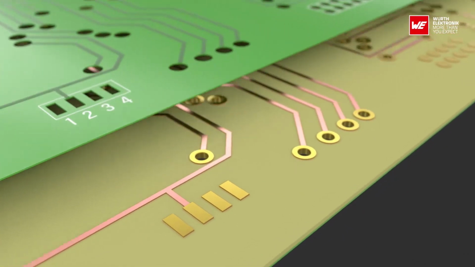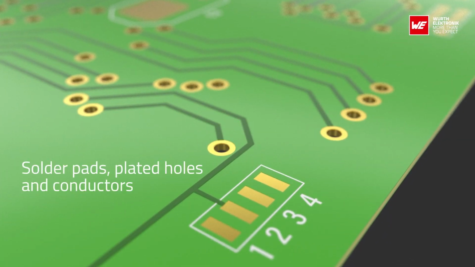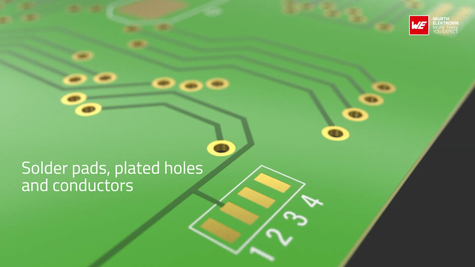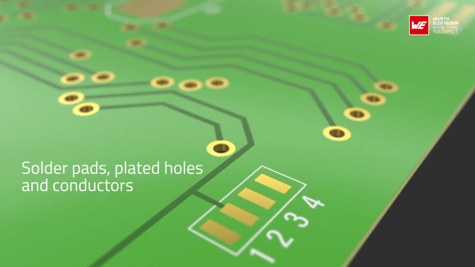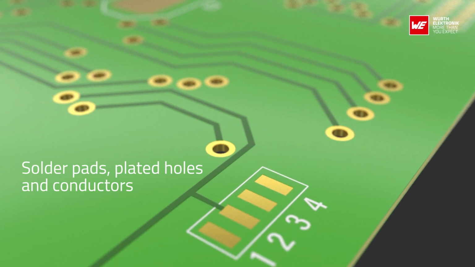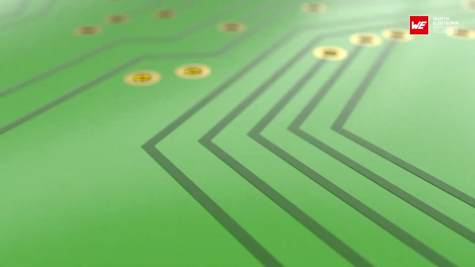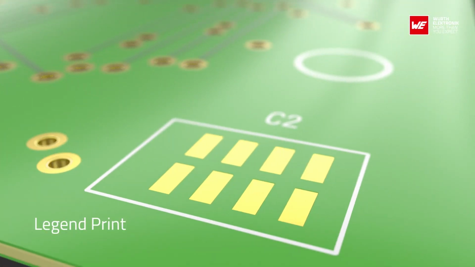On the surface, you can see lines, areas, and circles. These are the so-called soldering areas and conductors. The holes and areas are protected with a layer of gold. Instead of gold, other metals can be used. Then the uncovered metallic areas would be silver. The white lines, numbers, and letters are called legend print. It marks where which components will be placed and soldered later.